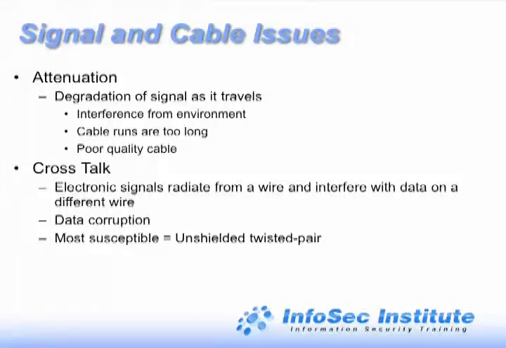Okay, attenuation. Degradation of signal as it travels. Basically everything's a wave, so even fiber is going to have attenuation because it is a light wave versus a sound wave. And that's also why it's faster than sound. Okay, crosstalk. Bouncing from one wire to the other wire.